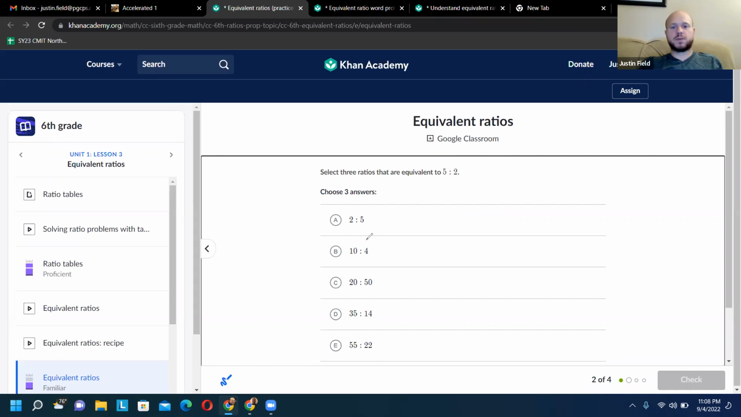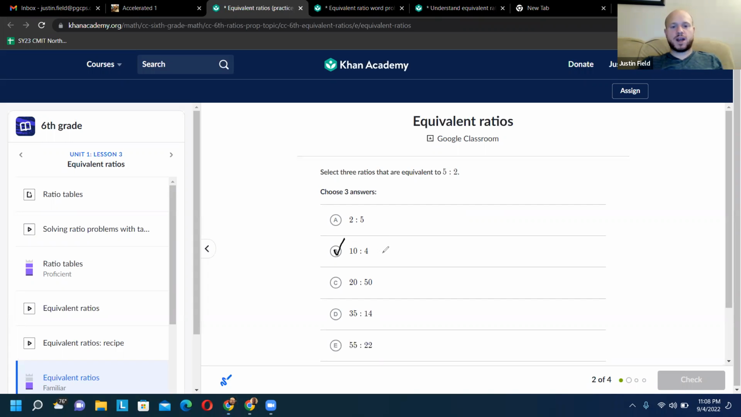Is backwards, but let's look for, how about that one? 10 to 4, is that 5 to 2? Absolutely, because we can multiply both of these by 2 and we would get 10 to 4. Okay.